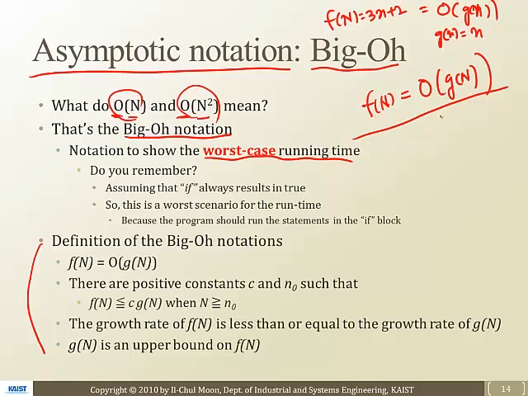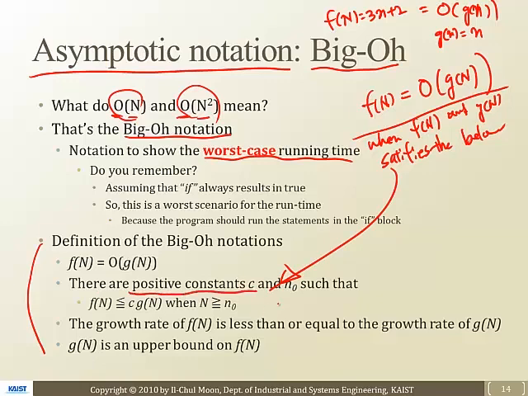Big O of g(n) when f(n) and g(n) satisfy the below. And the conditions are this. If there are any positive constants c and n0 such that this, right? Then we are going to call it f(n) is equal to big O of g(n).